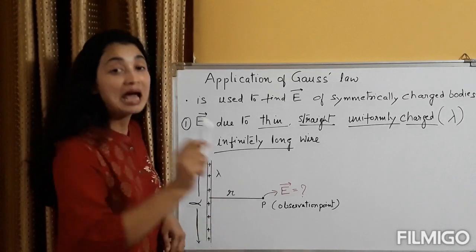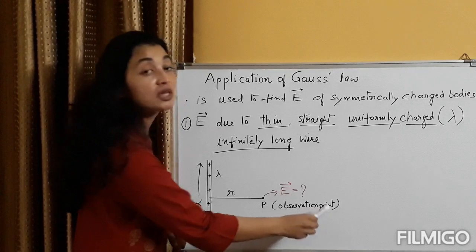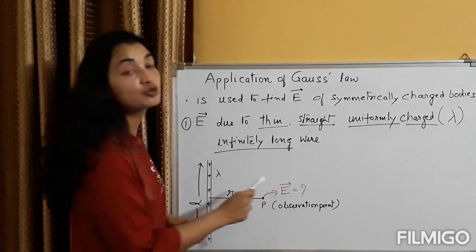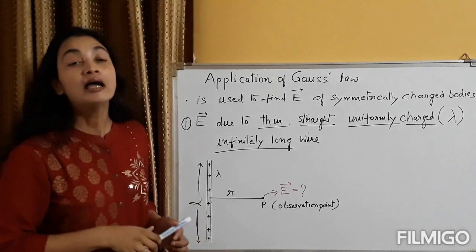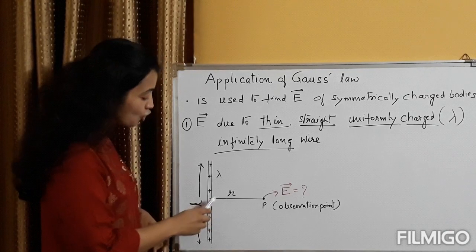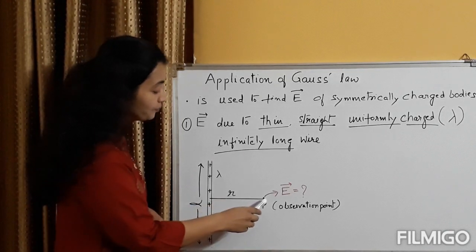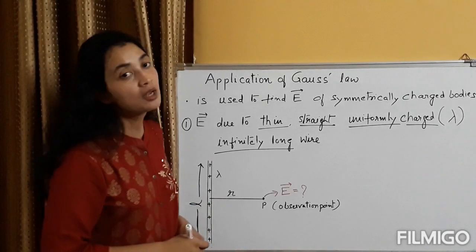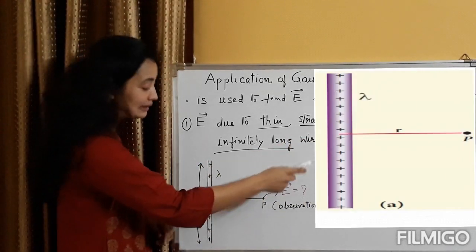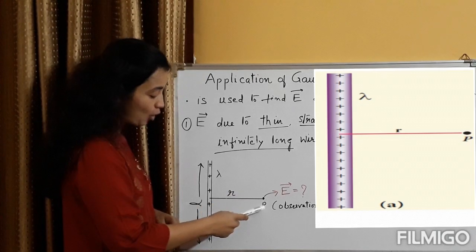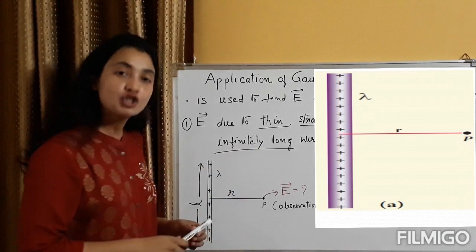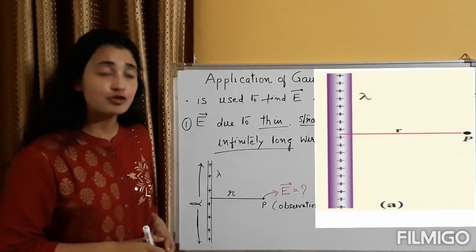What is P? As usual, it is our observation point, the point at which we are interested in finding the electric field. What is R? This is the distance of the center of the wire from the observation point. Can you see it here also? The same wire of length L, with observation point P at a distance R from the center of the wire, uniformly charged. Now how to find the electric field?